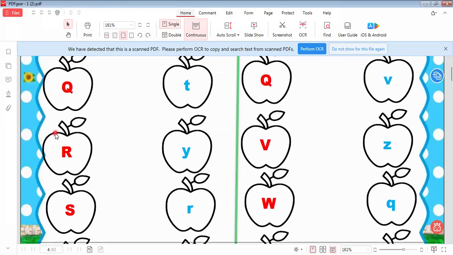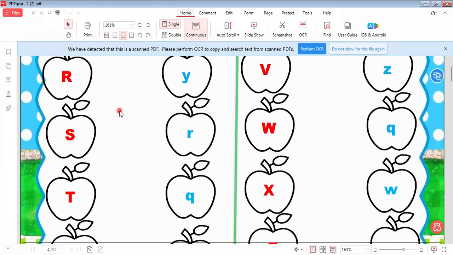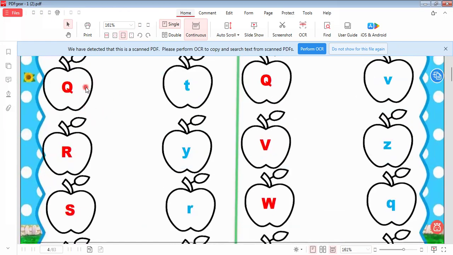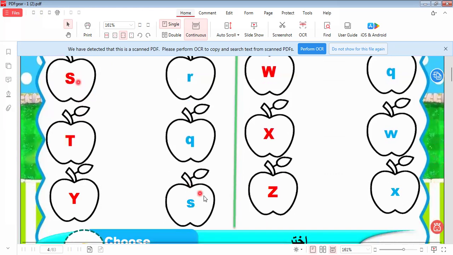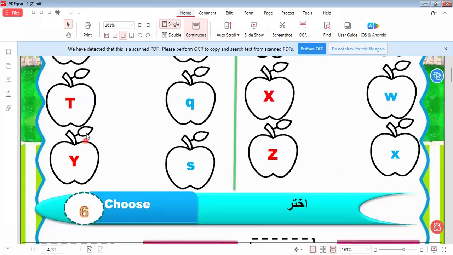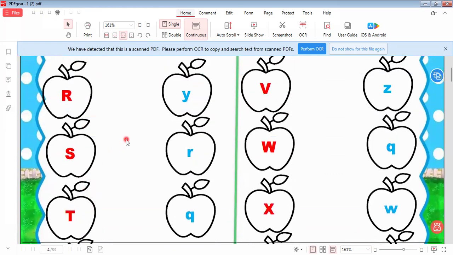So here we have capital Q. Where is the small q? This one. So here is capital Q by small q. Capital S. Where is capital S? This one by this one. Capital T. Where is capital T? Capital T by small t.